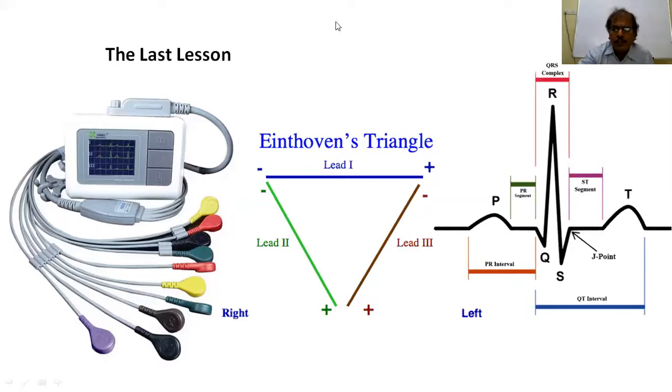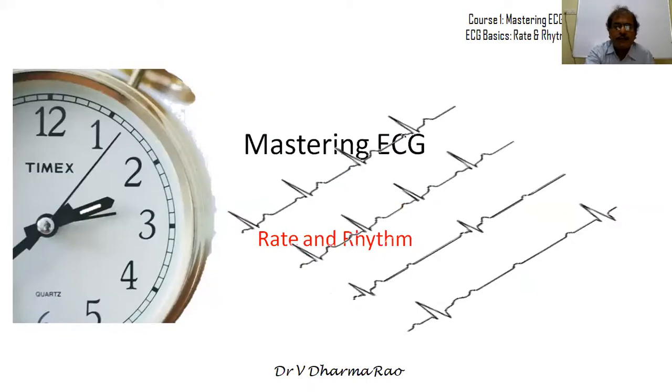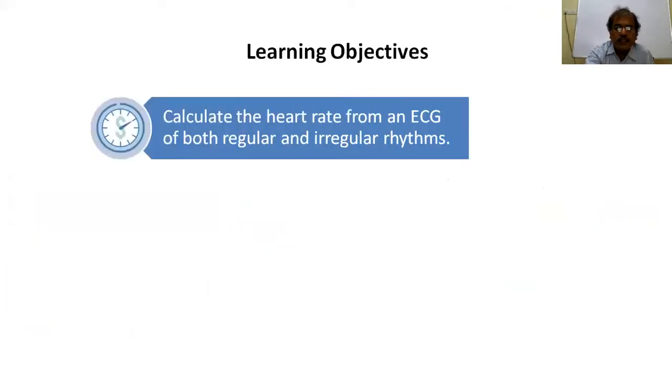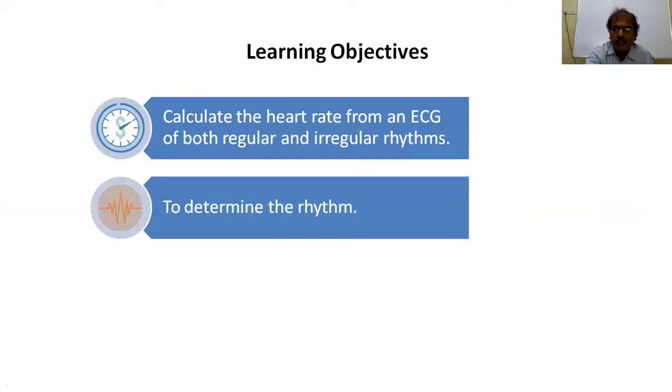So today we will start discussing the rate and rhythm. So what is rate and what is rhythm? This is what we are going to discuss today. The first learning objective is calculation of heart rate from an ECG, for both regular and irregular rhythms seen in an ECG. The second learning objective is to determine the rhythm.